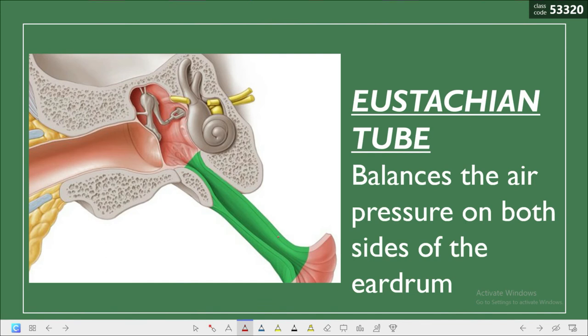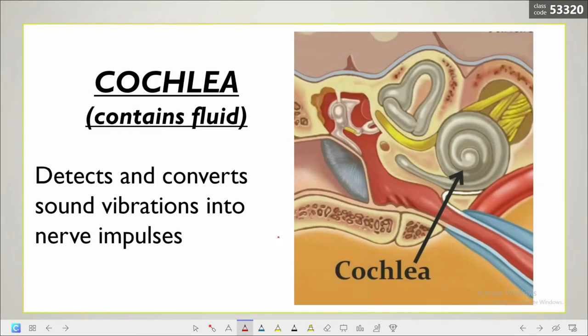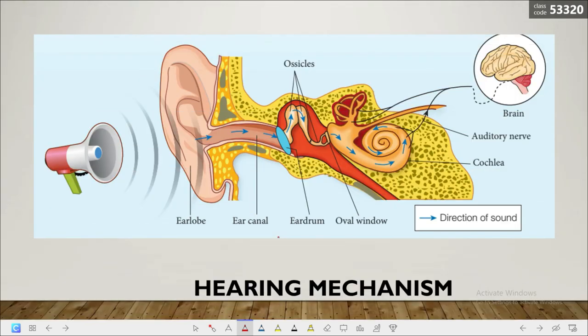The eustachian tube is to balance the air pressure. And the cochlea contains the fluid. This one is to balance, the cochlea is not to balance. That one is the semicircular canal. The cochlea is the one that will convert the sound to the nerve impulse, while the semicircular canal is to balance your body. So this is the hearing mechanism.